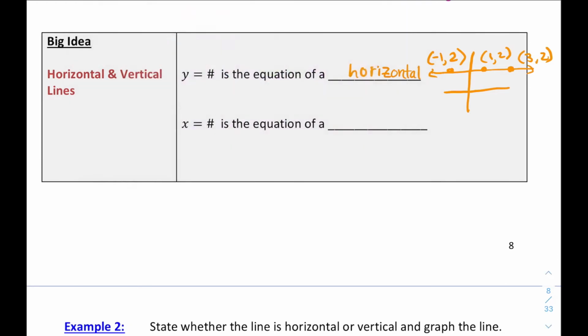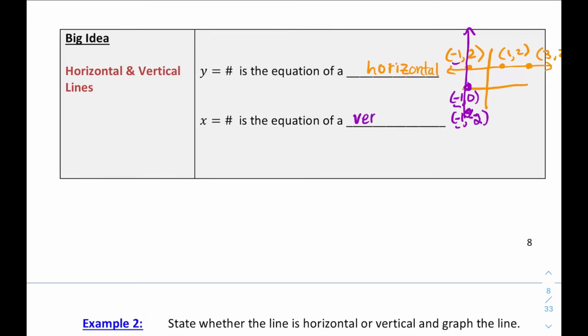If you think about x equals some number, that consists of all of the points that have that set x value. So say I pick x equals negative 1. If I sketch all the points with an x value of negative 1, it's going to form this continuous vertical line. So x equals some number is the equation of a vertical line.